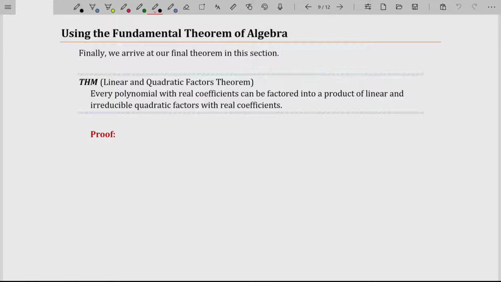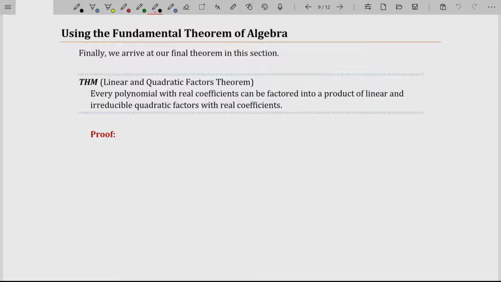And this assumes that you have watched all the videos in this series up to this point, including the video on just an introduction to the fundamental theorem of algebra, the video on the complete factorization theorem, and the video on the zeros theorem and the conjugate zeros theorem.